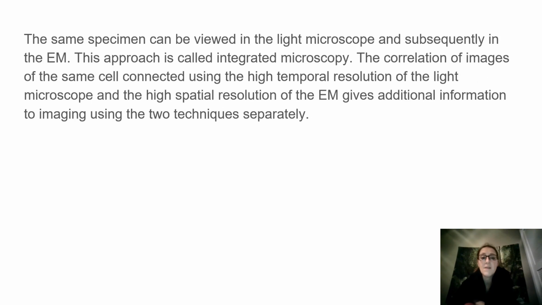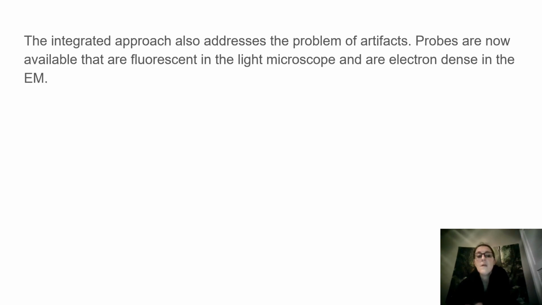The same specimen can be viewed in the light microscope and subsequently in the EM. This approach is called integrated microscopy. The correlation of images of the same cell, combining the high temporal resolution of the light microscope and the high spatial resolution of the EM, gives additional information beyond imaging using the two techniques separately. The integrated approach also addresses the problem of artifacts. Probes are now available that are fluorescent in the light microscope and are electron dense in the EM.